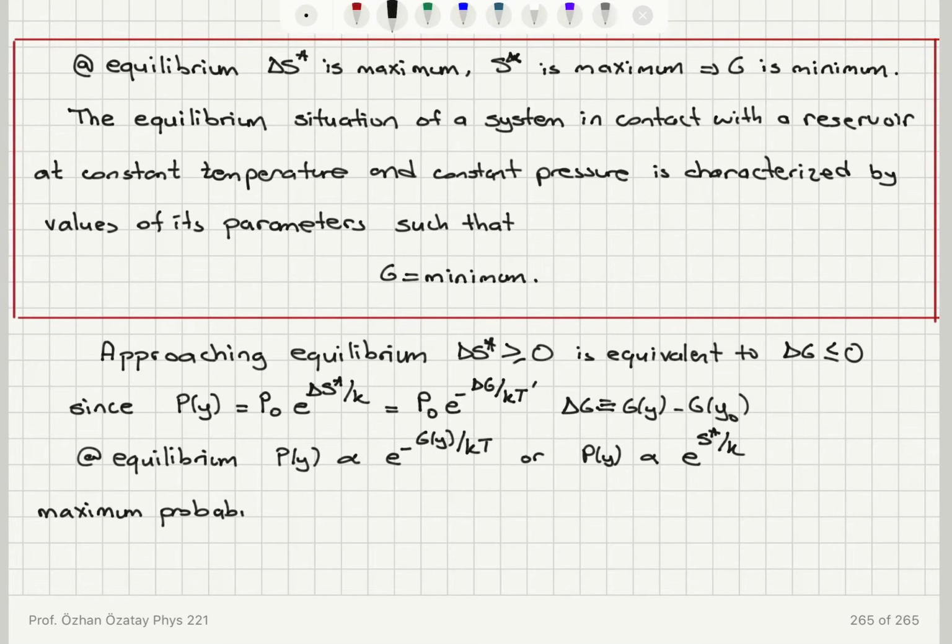The maximum probability, which will give us the most likely value of y, which is y tilde, has a Gibbs free energy which is minimum, and the total entropy S star at y tilde is a maximum. So we have an alternative statement for the equilibrium situation in terms of Gibbs free energy.